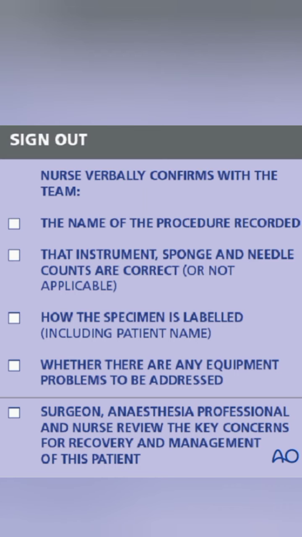In the sign out phase, the nurse verbally confirms within the team what procedure has been recorded, then the instruments, the sponges or the needles, how many they have used, they will count everything. Then how the specimen is labeled, whether there are any equipment problems during the procedure, everything they will conclude at the sign out process. Then the surgeon, anesthesia professional, and nurse will review the key concerns for recovery and management of the patient.